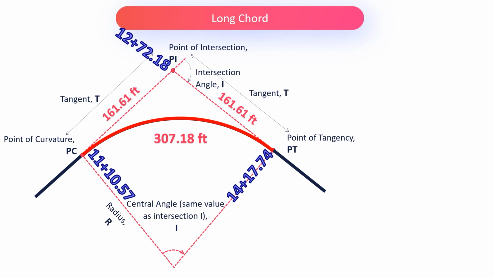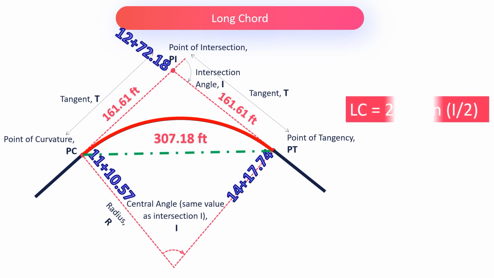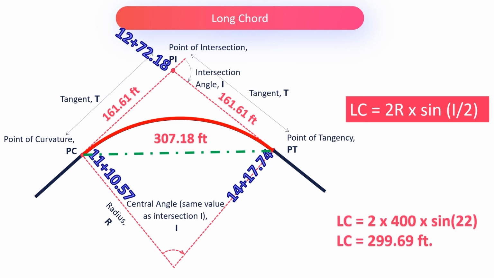So how do we find the long chord? We use this equation to find the long chord. The long chord is equal to 2 times R multiplied by sine of I by 2. Here R is the radius, right? So 2 times 400 times sine 44 by 2, which is equal to 22, and that will give you 299.69. So the length of this straight line joining PC and PT is 299.69 foot. This is how you find the long chord.